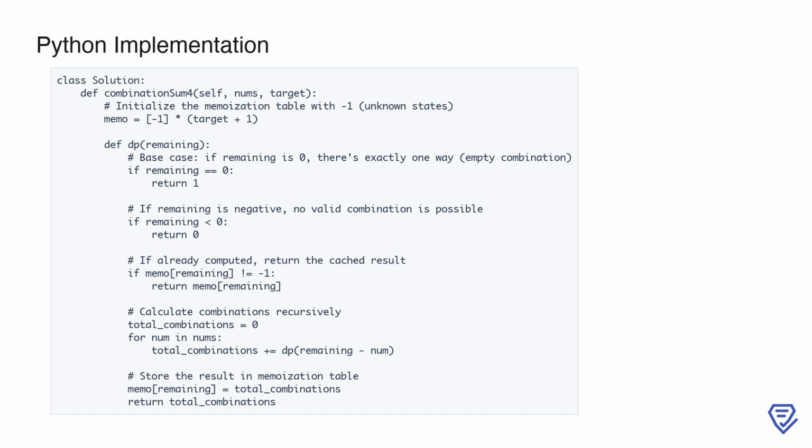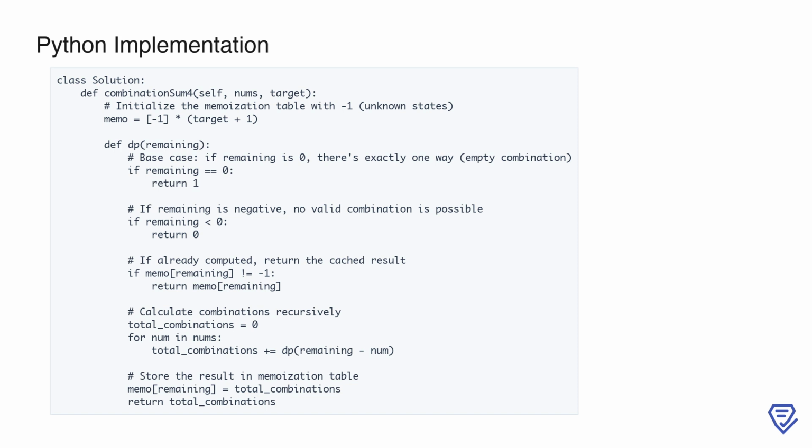Here, we define a class called Solution that contains a method named combinationSum4. This method takes two inputs, a list of numbers, nums, and an integer target. The goal is to determine the number of unique combinations that add up to the target using numbers from nums. To tackle this, we use dynamic programming with memoization. First, we initialize a memoization table, memo, with a size of target + 1, and fill it with -1 to represent unknown states. This table will help us store results for subproblems, avoiding redundant calculations.